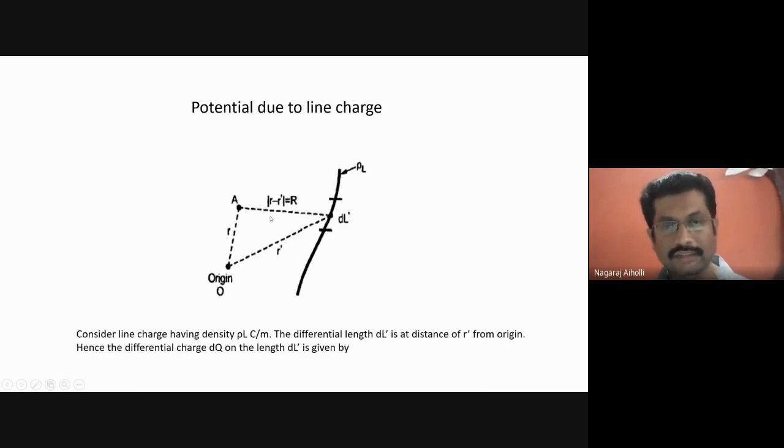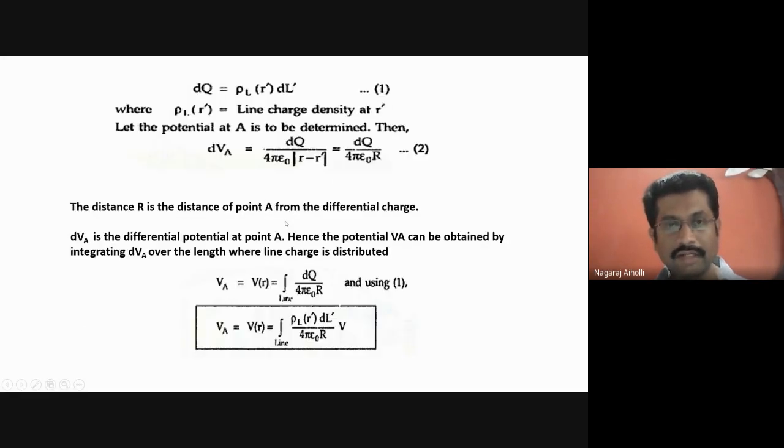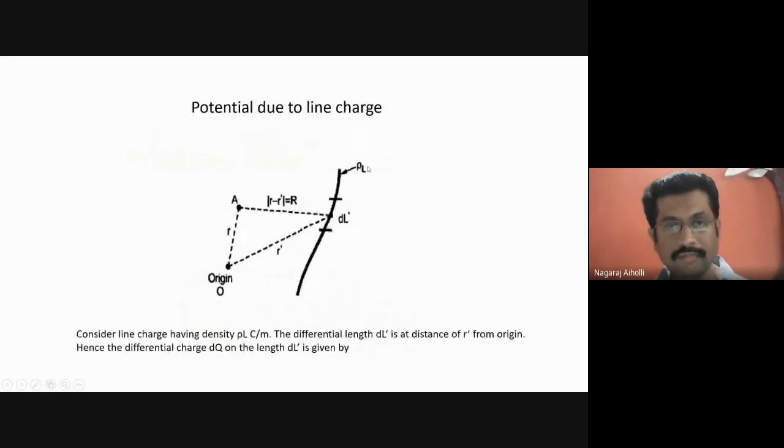Therefore, if we want this distance, what is the formula here? Our formula is dV is equal to dq divided by 4 pi epsilon naught R, or V is equal to q by 4 pi epsilon naught R. Capital R is nothing but the distance between the point A and the differential charge dq, which is there on the line dl dash. This distance is given by destination minus source. Destination is point A, source is dq, so r minus r dash, always with respect to the origin. That will give us the distance from point A to the differential charge dq.